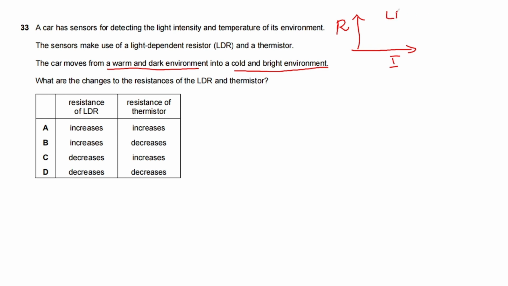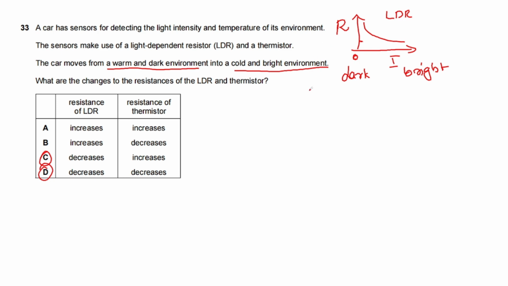This graph is great to remember how the resistance varies for an LDR. The intensity is low here and more here, which means this is the dark condition and this is the bright condition. The resistance is inversely proportional. In the dark condition, the resistance is more; in the bright condition, the resistance is less. According to this question, it is moving to the bright environment, so the resistance is decreasing, so it will be either C or D.